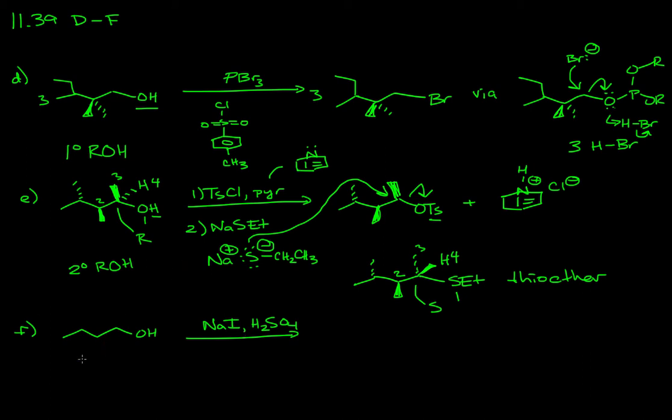Finally, in part F, we classify our starting material. We have a primary alcohol. We're treating with sulfuric acid. That's a strong acid in the presence of sodium iodide. A strong acid will always protonate an alcohol. So our first step in a mechanism is going to be protonation of the alcohol.